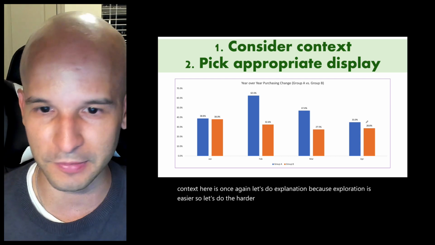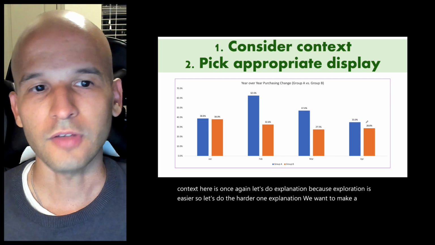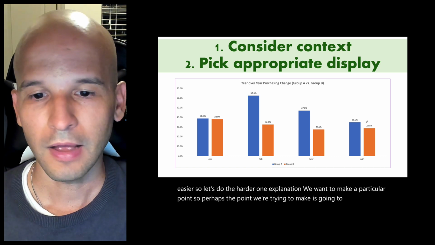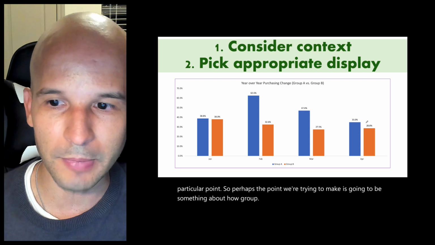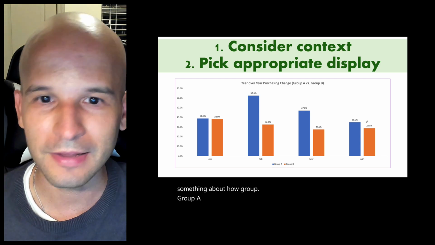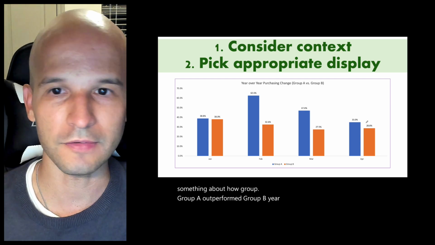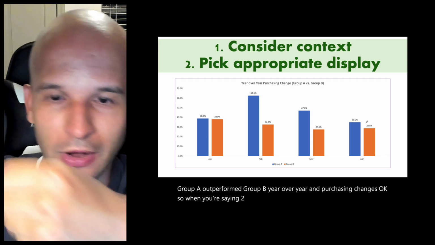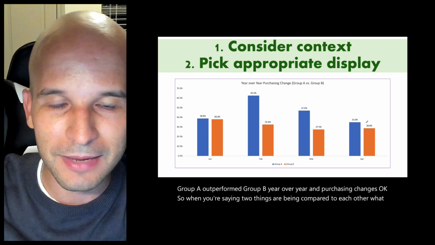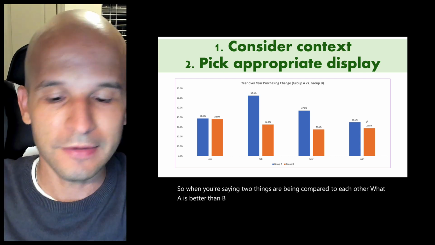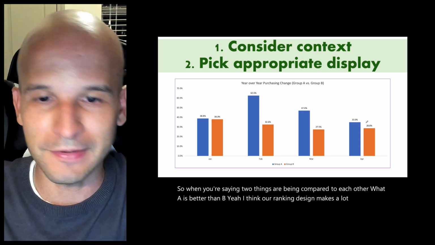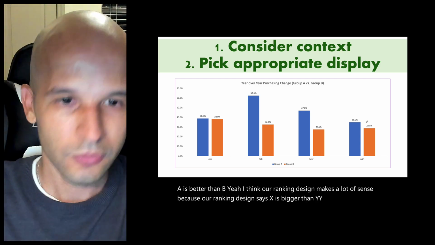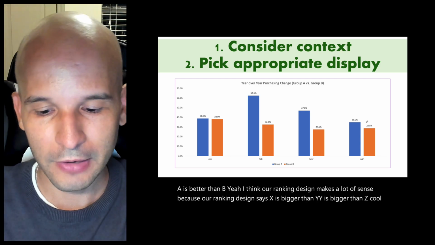We want to make a particular point. So perhaps the point we're trying to make is going to be something about how Group A outperformed Group B year over year in purchasing changes. Okay, so when you're saying two things are being compared to each other, that A is better than B, I think a ranking design makes a lot of sense because a ranking design says X is bigger than Y and Y is bigger than Z. Cool, great, we're on the right track.